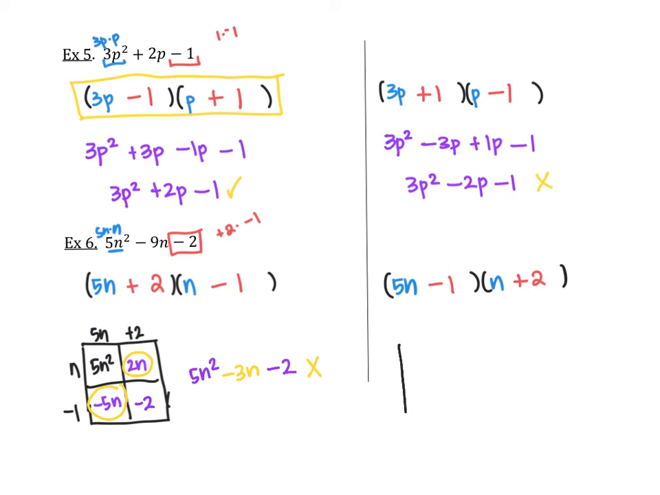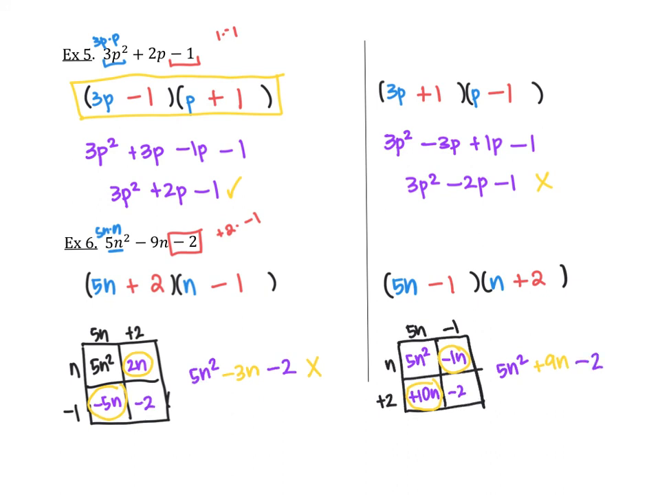Okay, I'm going to box this time for the boxers in the class. Okay, so I did 5n minus 1, n plus 2. 5n times n, 5n to the second, n times negative 1, negative 1n, plus 10n minus 2. So I get 5n to the second. 10n minus 1n is positive 9n minus 2. Okay, am I right? I'm not right, but I'm really close.